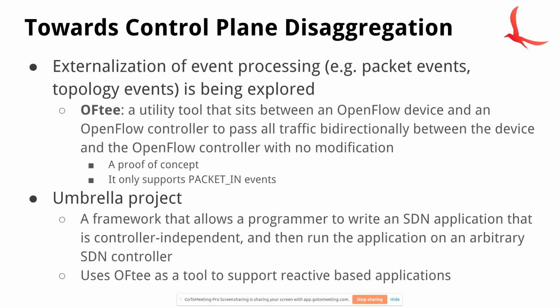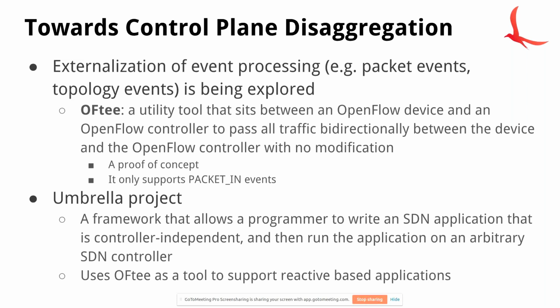If you remember from the previous Open Networking Summit in Amsterdam, David Bainbridge presented a tool called OpenFloaty to externalize packet processing. OpenFloaty is a proxy that sits between an OpenFlow controller and OpenFlow device, and the main functionality is to pass the incoming packets from the network devices to the external processes. David Bainbridge also described the concept of the control plane disaggregation, and OpenFloaty is a proof of concept towards the control plane disaggregation. The problem is that it only supports packet events, and it's just a proof of concept.